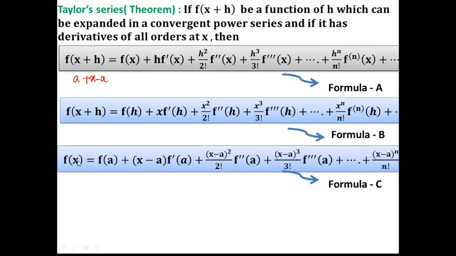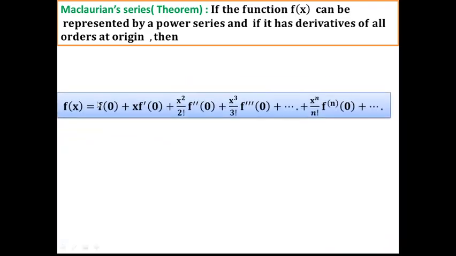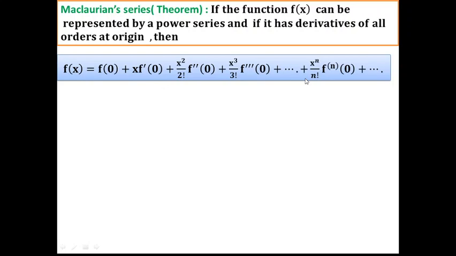You can see here, if in formula C I put a equal to 0, then we get the Maclaurin series expansion. So this is also the formula which gives the expansion of a function in the powers of x. In order to expand the function in the powers of x, we have the Maclaurin series expansion, and if it is asked to expand in the powers of x by Taylor's theorem, then we can use formula number B. I hope this is all clear to you all.